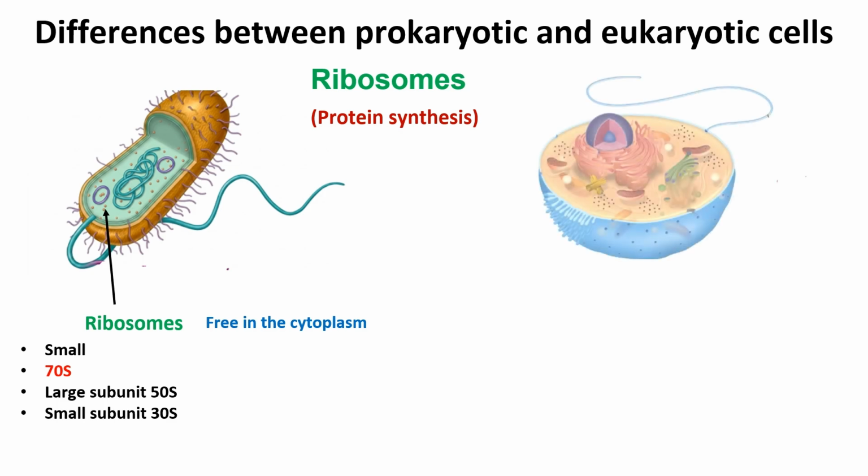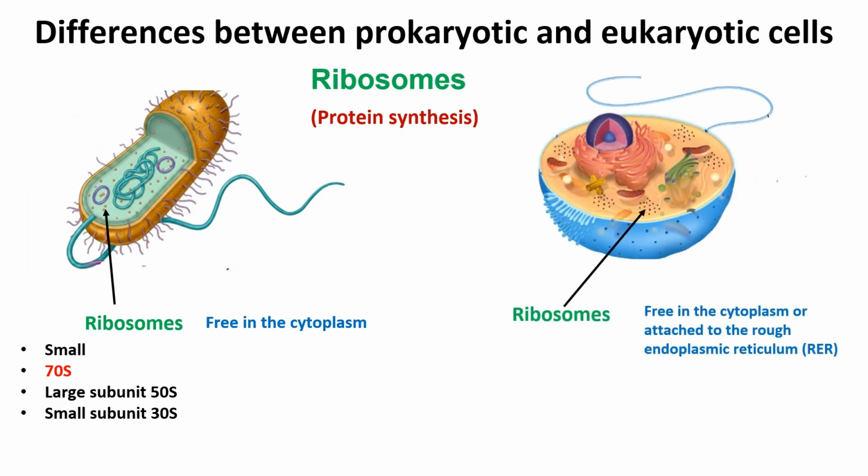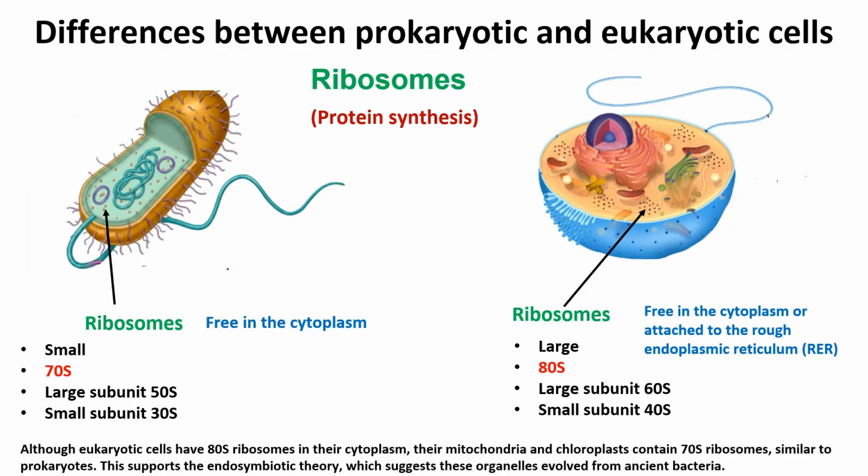However, ribosomes in eukaryotic cells are free in the cytoplasm or attached to the rough endoplasmic reticulum. They are large and these ribosomes are known as 80S ribosomes. The large subunit is 60S while the small subunit is 40S. Although eukaryotic cells have 80S ribosomes in their cytoplasm, their mitochondria and chloroplasts contain 70S ribosomes, similar to prokaryotes. This supports the endosymbiotic theory, which suggests these organelles evolved from ancient bacteria.